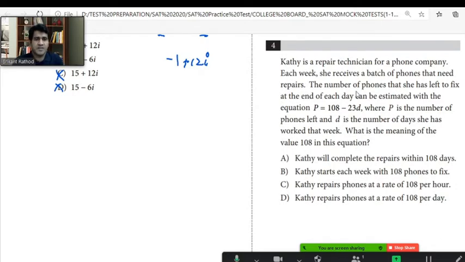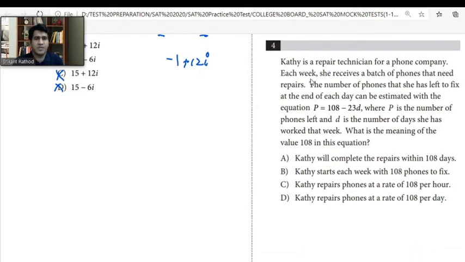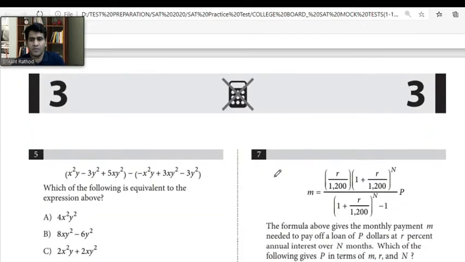Kathy is a repair technician for the phone company. Each week she receives a batch of phones that need to be repaired. The number of phones she has left to fix at the end of each day is estimated using the formula, where P is the number of phones left and D is the number of days she works. What is 108 representing in this? 108 is representing the total number of phones she is starting with each week. So Kathy starts each week with 108 phones.